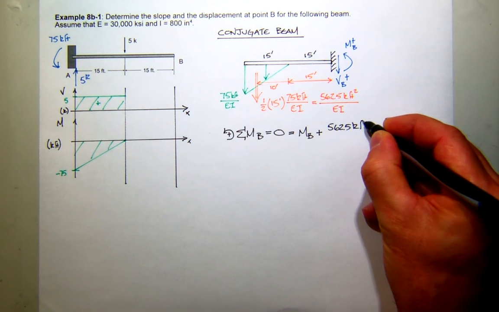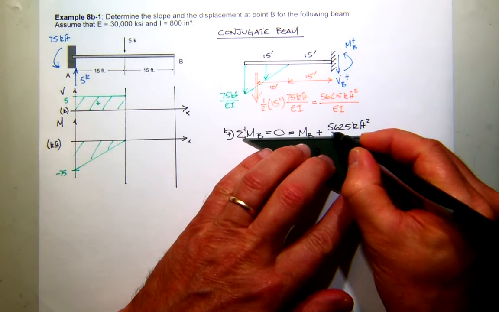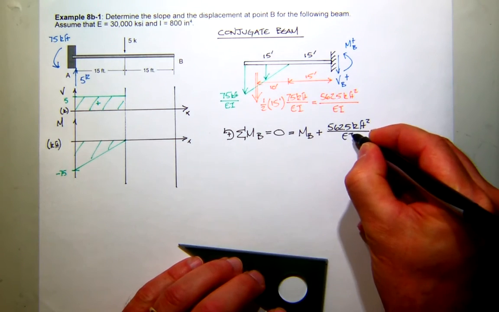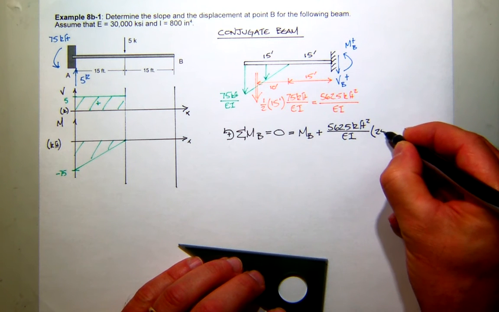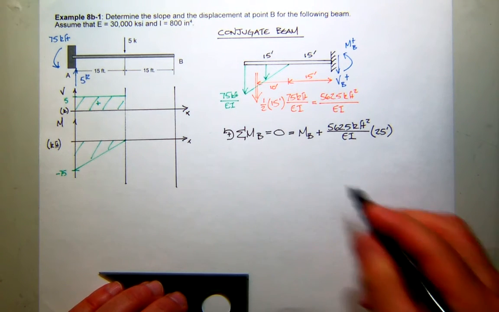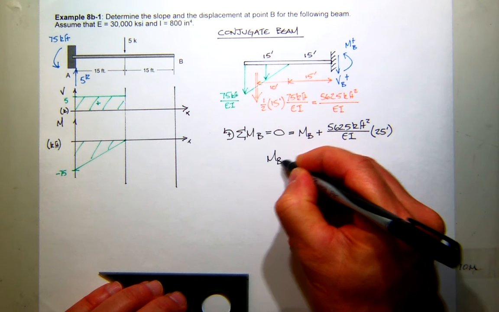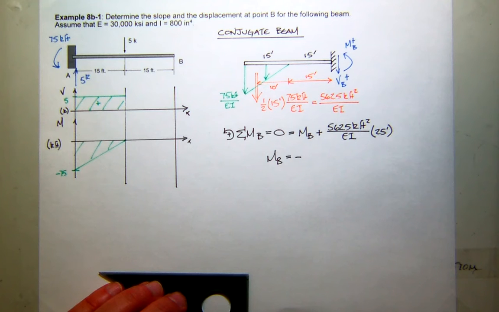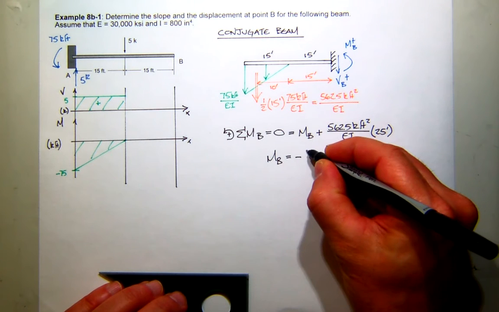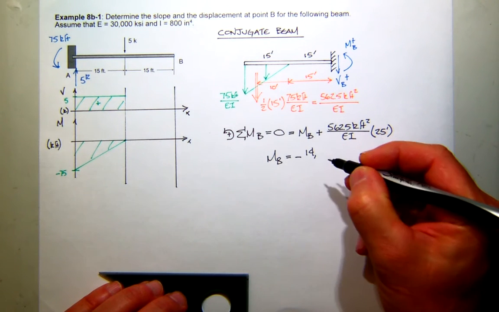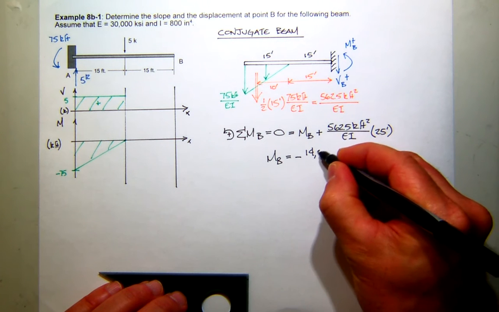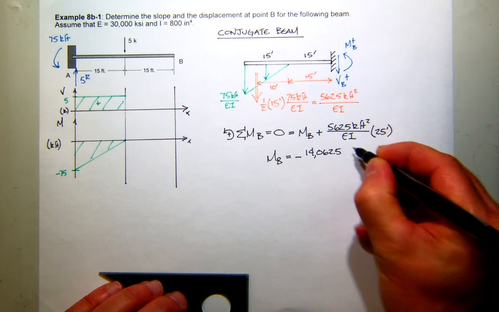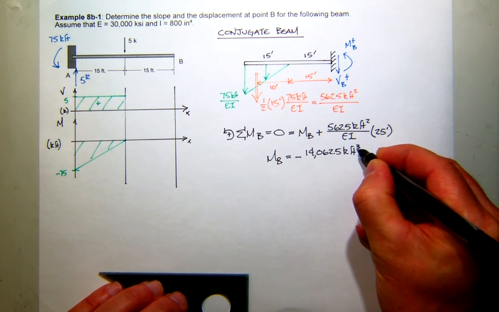562.5 kip feet squared divided by EI times its moment arm, which is 25 feet. So what is the moment at B? It looks to be negative, and whatever that times 25 is. 14,000. What did you say, Mr. Long? 62. And that will be kip feet cubed over EI.